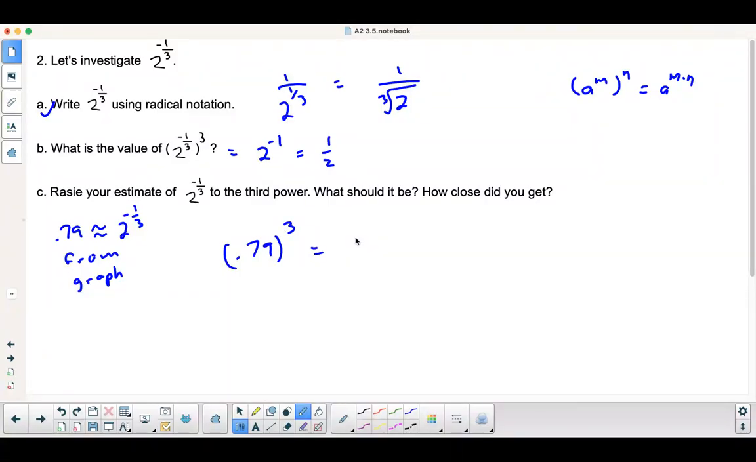So there it is. I'm going to get out my calculator and I'm going to type it in and let's see what happens. So I'm going to do 0.79 to the third. And I was pretty close. I got 0.493, which is pretty close to 1/2. Let's just see. I had originally thought it was 0.8. So if I take that to the third, that was a little bit more off than I ended up being. So we were pretty close.